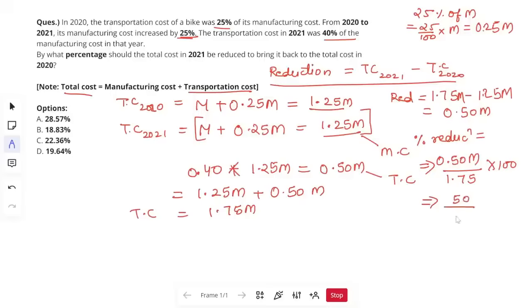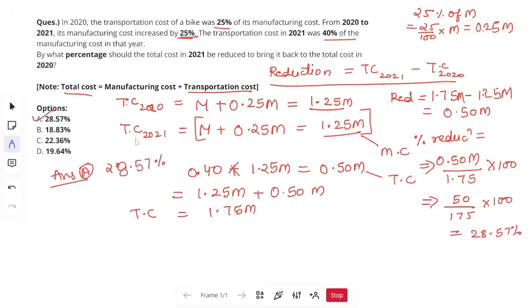It is going to be 50 upon 175 into 100, and then finally you are going to get 28.57% as the answer of this question. The correct answer is going to be option number A, which is 28.57%. Hope you have understood it.